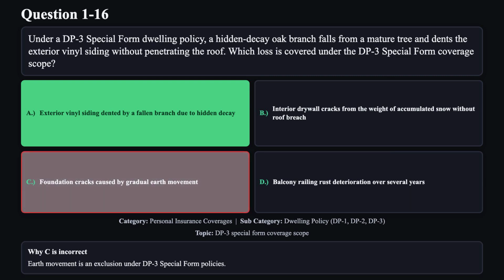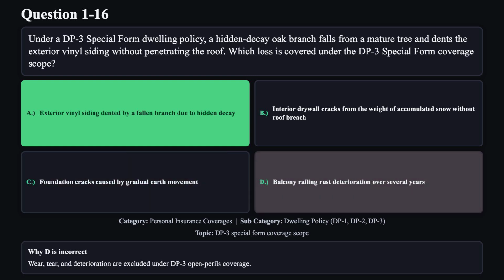Reason C is not correct. Earth movement is an exclusion under DP3 special form policies. Reason D is not correct. Wear, tear, and deterioration are excluded under DP3 open perils coverage.